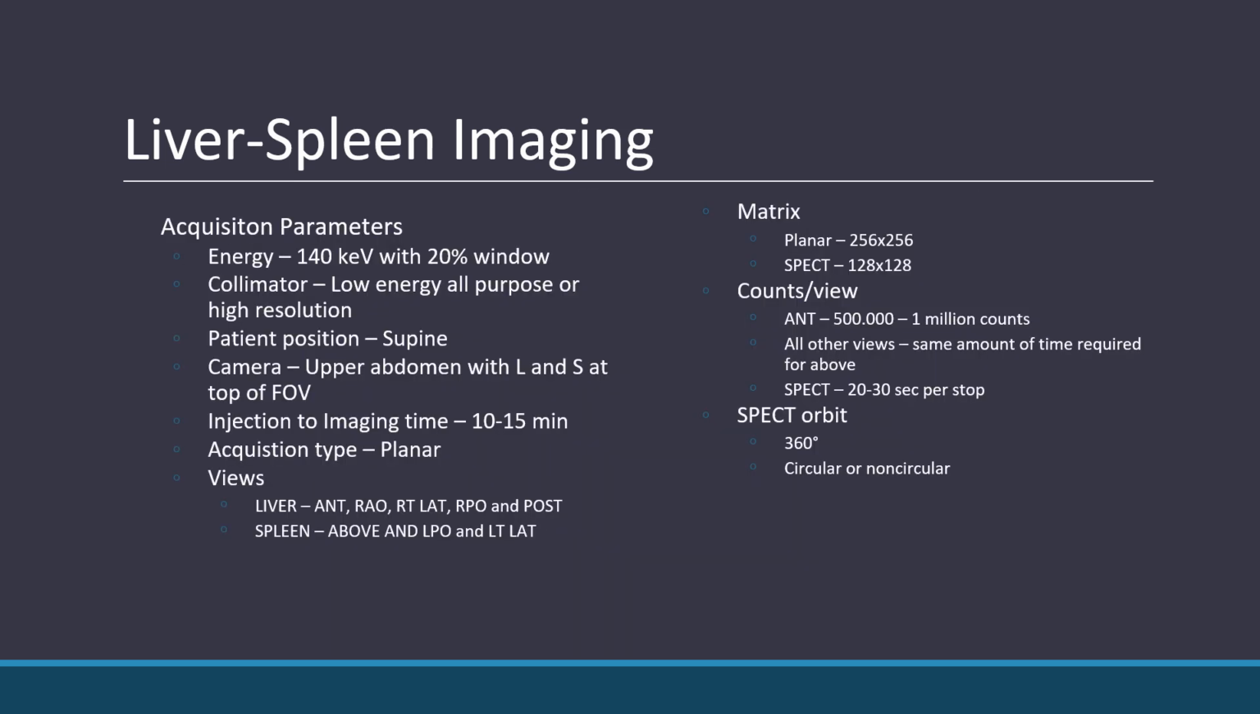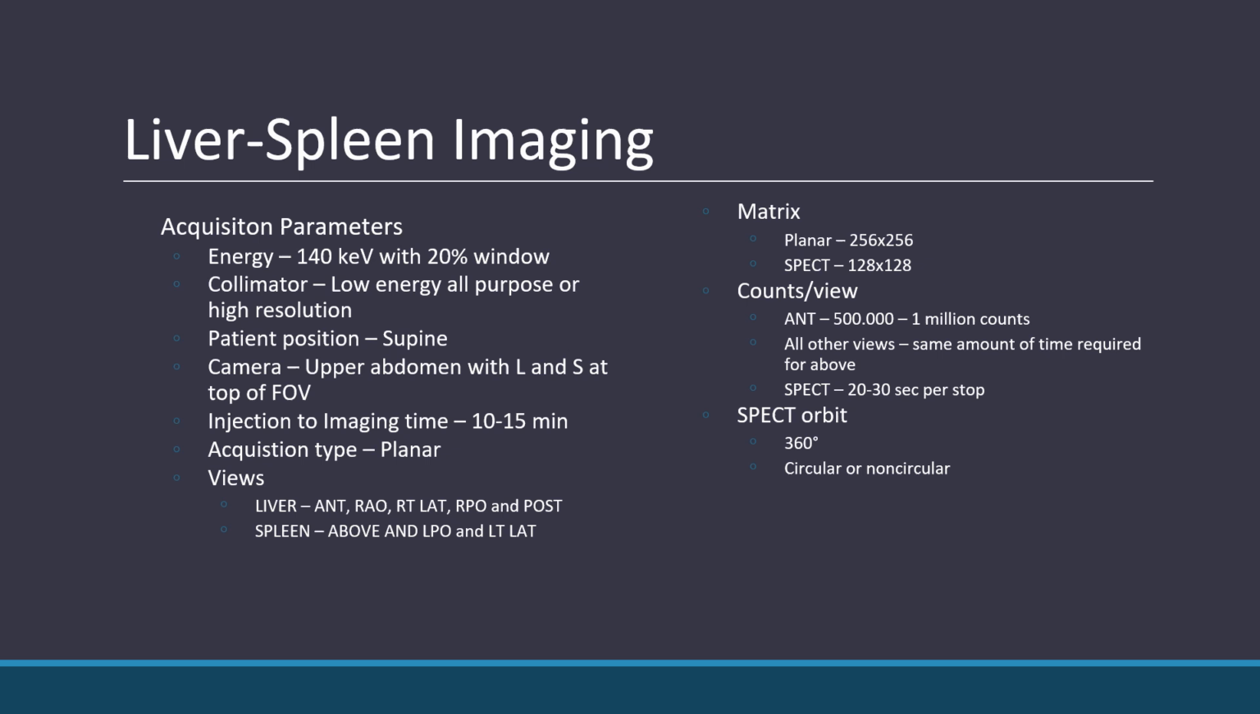So for this one, we can see a little bit more detail. We don't need it to be as sensitive. We're not getting quantitative data based on the counts that are present in a certain area. But we do want to see if there's any detail because we're looking for lesions. So in this study, spatial resolution is a little more important than it was with some of the other GI studies we've talked about. So the energy is 140 keV with a 20% window.